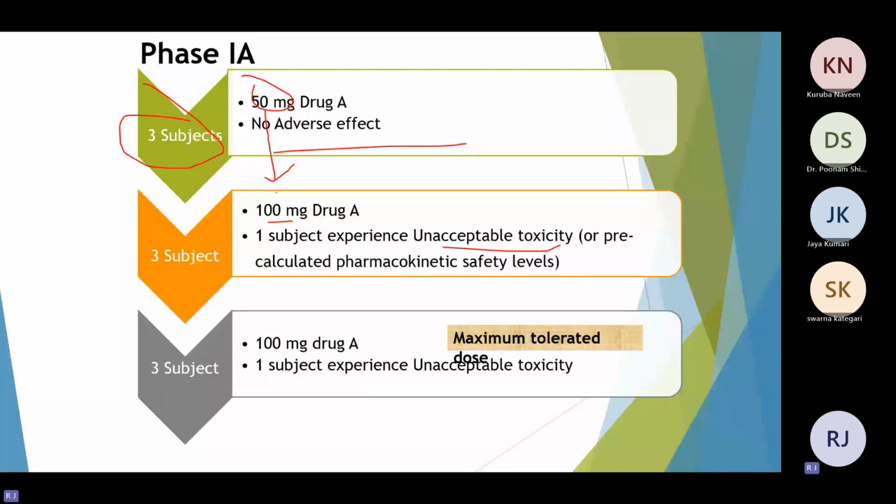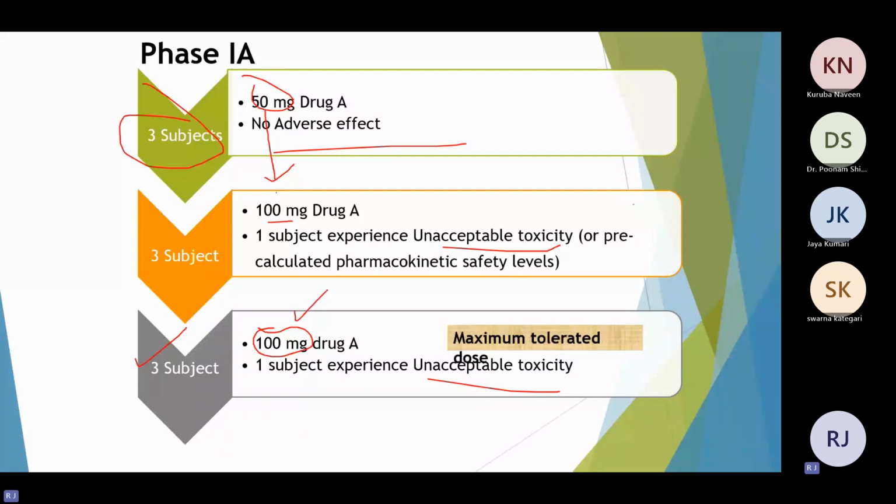So again, we will require a further three subjects and we give the same drug, and again we'll see whether it's having unacceptable toxicity or not. If one subject or more than one subject is suffering from unacceptable toxicity, we will say, okay, this drug dose is the maximum tolerated dose. We cannot give any human being 100 mg of drug A.